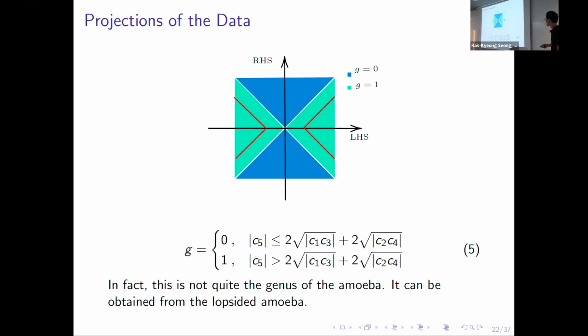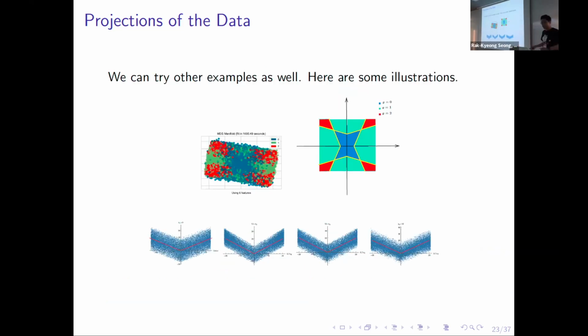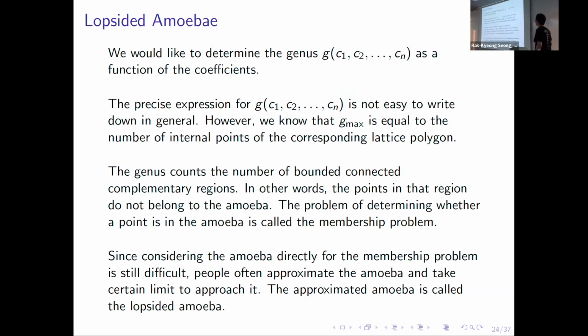Oh yeah, it's the lopsided amoeba, as I will explain. So what's a lopsided amoeba? Here I'm just showing one example, but of course we can try different examples. Here it's just an illustration. So we know what an amoeba is. Now we just need to know what lopsidedness means.